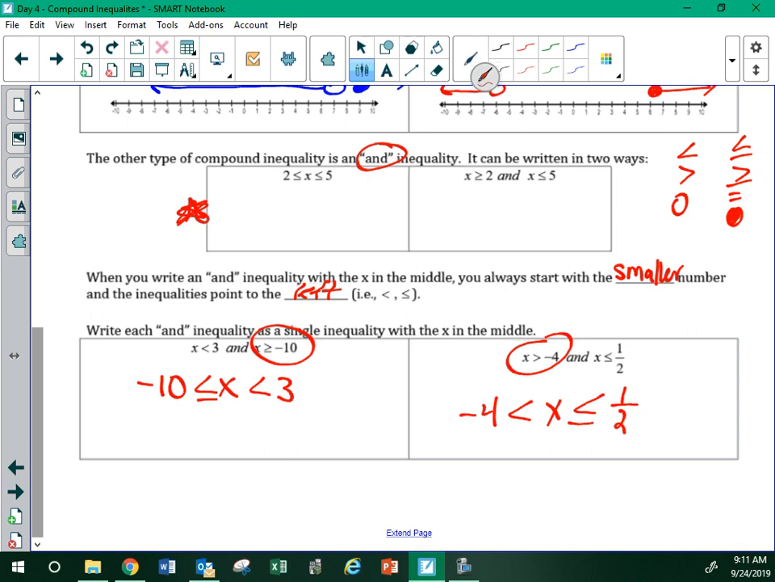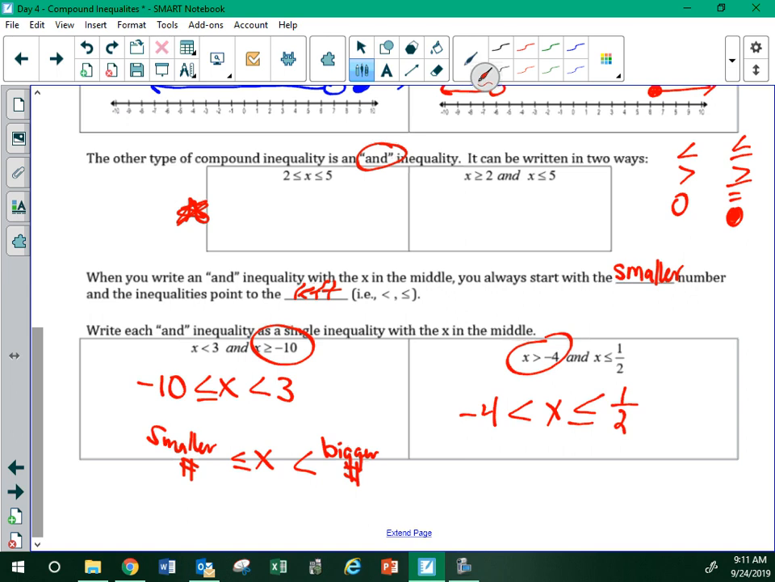So again, our smaller number comes first. We have our x, and we have our bigger number. And all you do is fill in the signs that they have given to you. They're going to point to the left. So here, my alligator was eating the x instead of the -10, so I want to make sure it's still eating the x instead of the -10. Here, my alligator was eating the 3 instead of the x, so I want to make sure it's still eating the 3. In both cases, your arrows should be pointing to the left. But you just have to make sure you have the correct one.